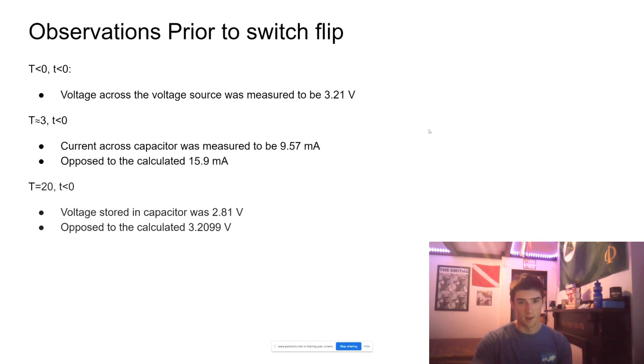So, observations prior to the switch being flipped. Before I did anything, I measured the voltage in the batteries, and I was actually getting 3.21 volts, which is better than what I was expecting, honestly. I then flipped the ground switch, so I was actually letting it charge the capacitor. At about 3 seconds, the current across the capacitor was 9.57 milliamps, as opposed to the calculated 15.9 milliamps. At t equals 20 seconds, I flipped it off into the ground state, and then I measured the voltage stored in the capacitor, and it was 2.81 volts as opposed to the 3.21 that it should have been.